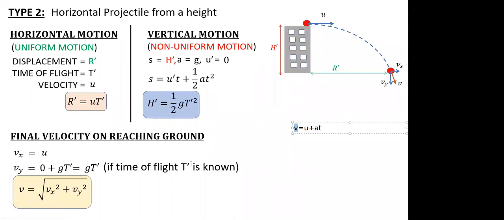And I have written r dash, t dash, h dash just to avoid confusion between these formulas and the formula of your oblique projectile from ground. So you should not get confused that here r is given and there r was that. So just to avoid that confusion, I am using different letters. That's it, nothing else.